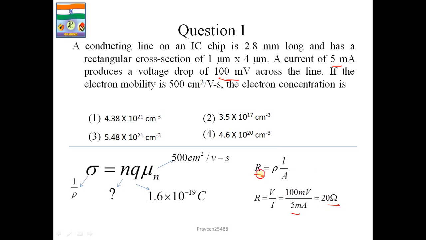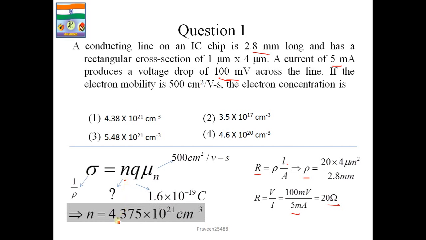We put this value of resistance, and the length is given as 2.8 mm, and the area is 4 micrometer square. So here resistivity we can calculate easily, and on putting the value of resistivity, q and mu, we can easily calculate the electron concentration, which is n. So n comes to 4.375 into 10 to the power 21 per cm cube. The nearest value of the answer is 4.38 into 10 to the power 21.